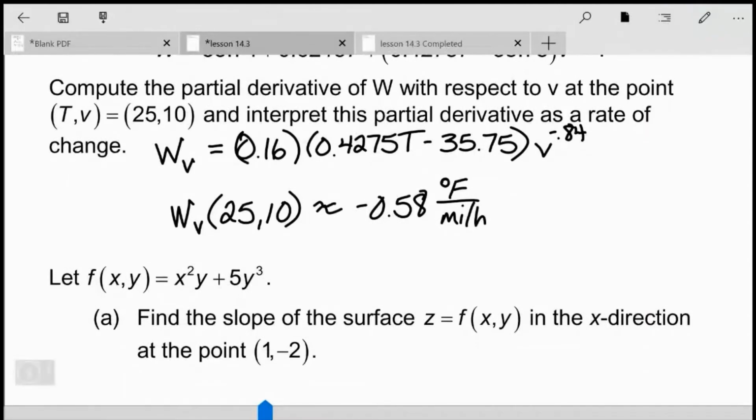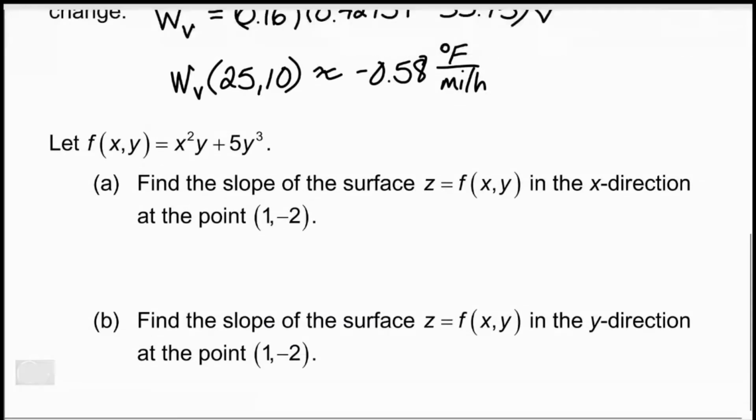All right, so I've got another example here that I want you to try. This is fairly straightforward, but it's just describing what we're doing in a slightly different way. This is referring to the slope of the surface in the x direction, the slope of the surface in the y direction. Same thing we did before, phrased slightly differently. So take a minute, work through that, and when you come back, I'll show you the solution.